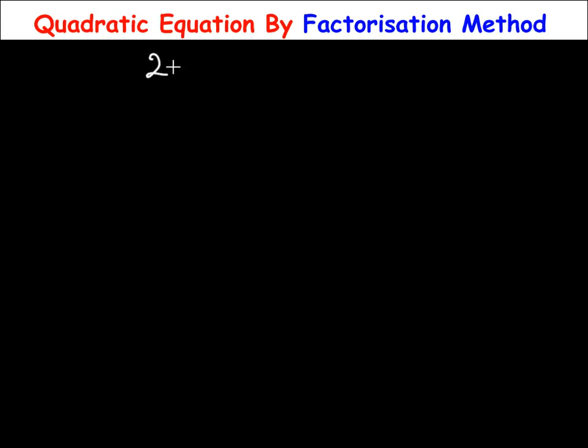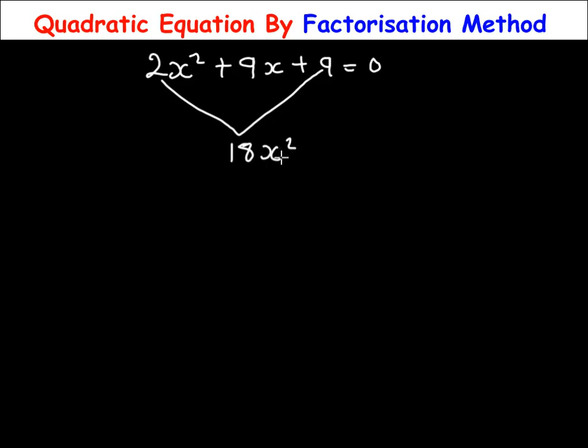The next one is 2x squared plus 9x plus 9 is equal to 0. Okay, to solve this, looking at this, the coefficient of x squared right here is not 1, it is 2. To do this, we're going to multiply this times this. So 2x squared times 9 is equal to 18x squared. So with this done, we are then going to think of two factors that if we add or subtract, will give us 9x, and if we multiply, will give us 18x squared.